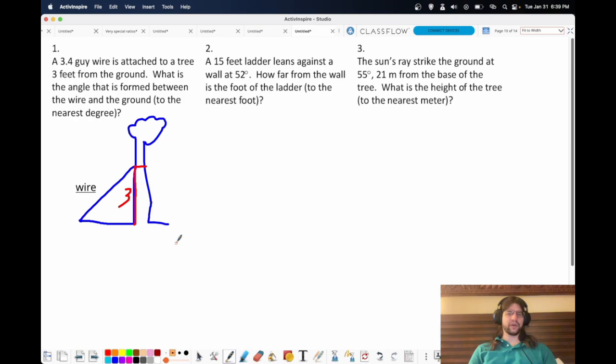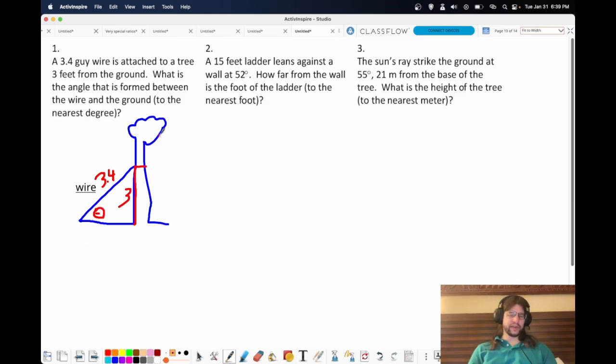And the guy wire is 3.4, I should say feet long. And it wants the angle formed between the wire and the ground. Well, this is the tree. This is the wire. This is the ground. So this is the angle we're looking for.